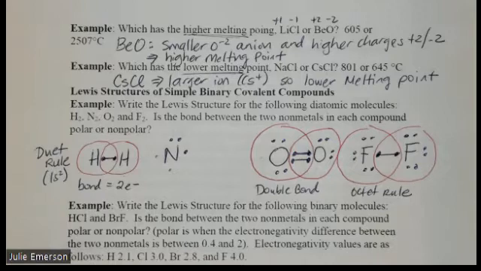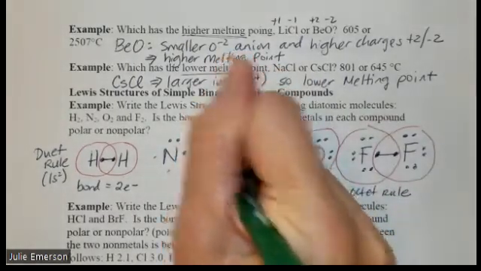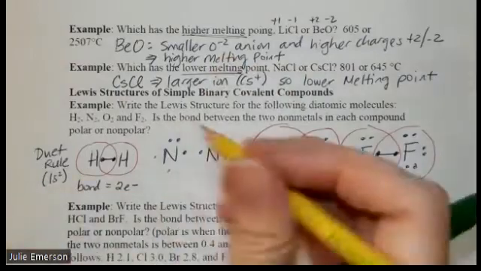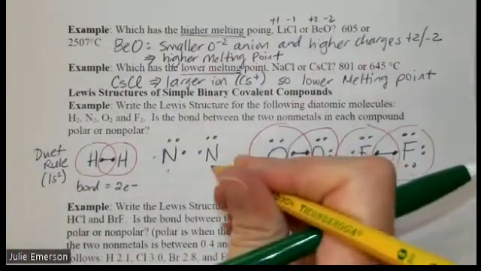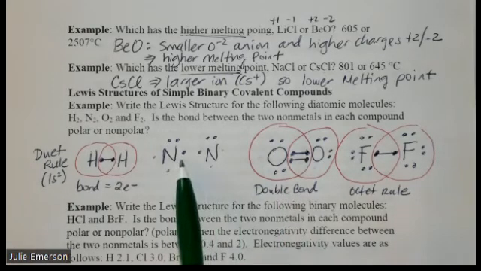Everybody wants the octet rule, 8. So if it has 5, it needs 3 more. And the other nitrogen looks exactly the same, right? It has 5, it needs 3 more. So you can kind of guess. Oxygen had 6, needed 2, so it took a double bond. Nitrogen has 5, needs 3, so it's going to take a triple bond.